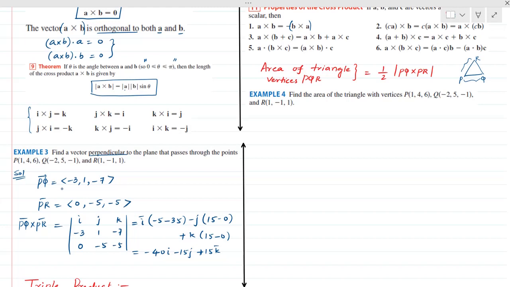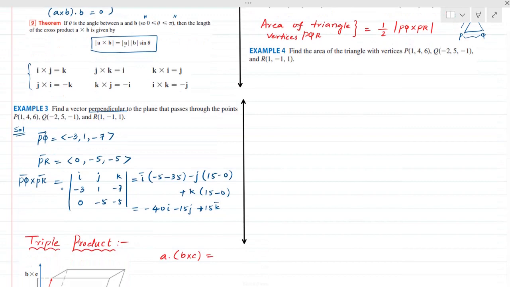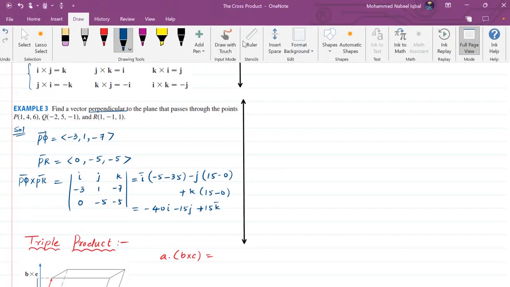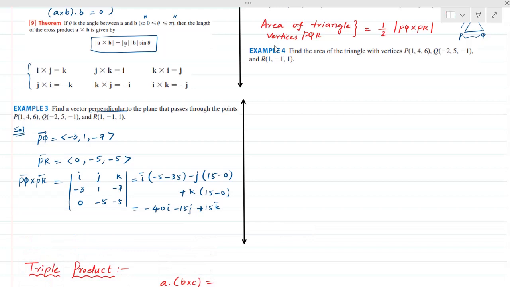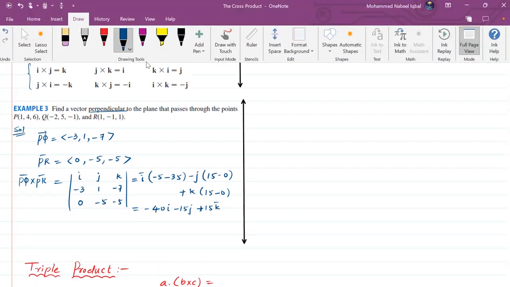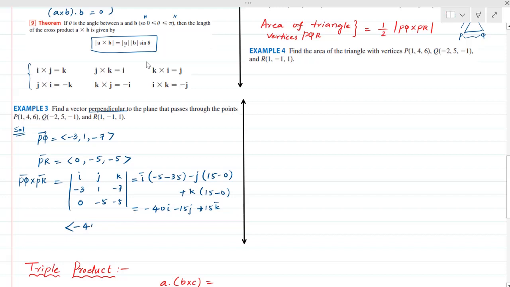This is the vector which is perpendicular to these points. And any vector which is a scalar multiple of this is also perpendicular to this vector. We have -40, -15, 15. If you divide by 5, since 5 is a common factor in all, it is -8, -3, 3. So any multiple of this vector is perpendicular to the points.